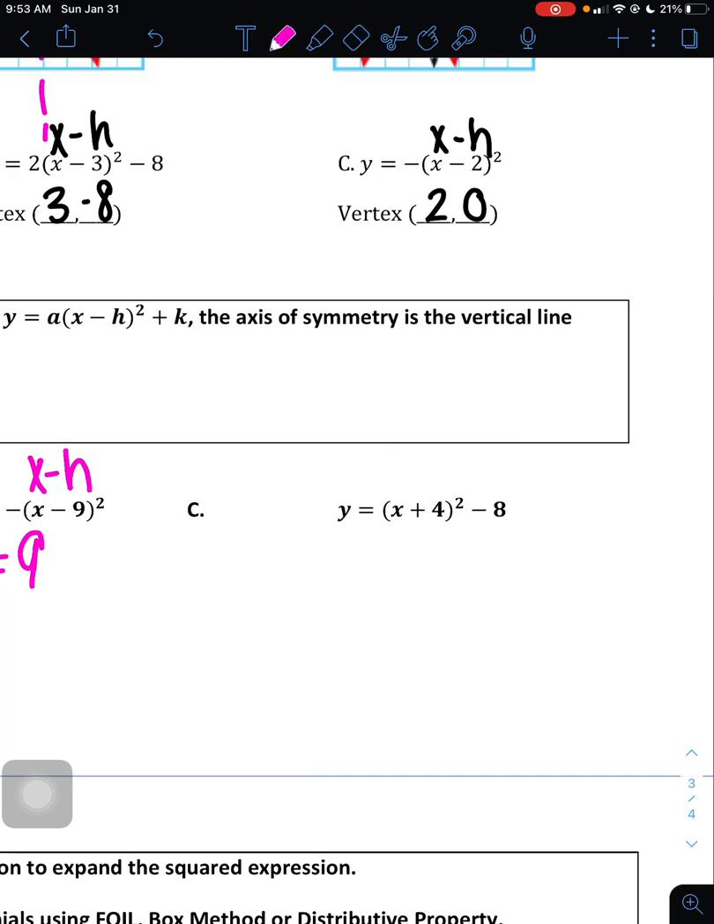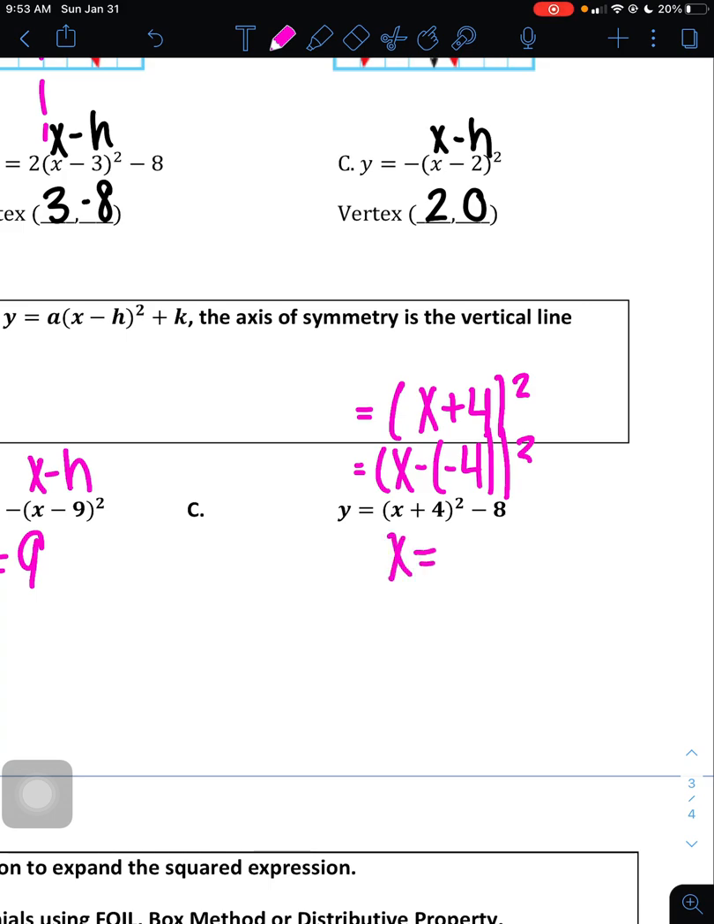And I know I can do that like this. So I would do x minus negative 4. And I know that these are equivalent expressions because a minus next to a minus is going to give me a positive. So these are all the same things. So I can clearly see what that h is. That h is a negative 4. So right here, the axis of symmetry is x equals negative 4.